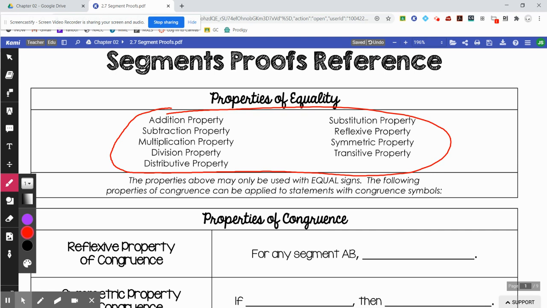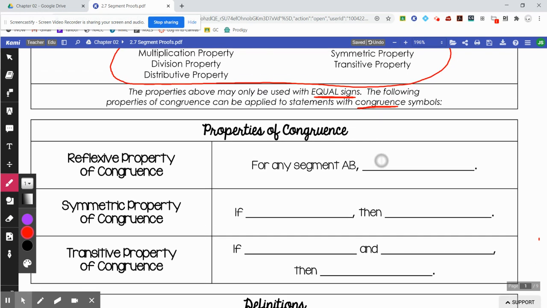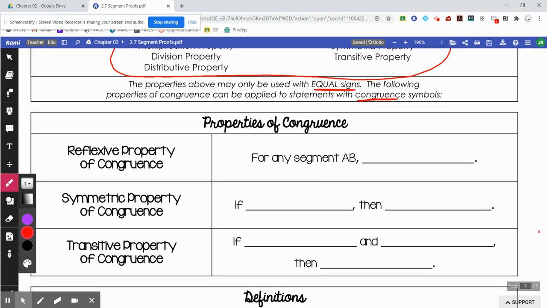It says the properties above may only be used with equal signs, though, because each of these are properties of equality. So if you have a congruent symbol, you can't use these. The following properties, however, properties of congruence, can be applied to all statements with congruent symbols. So your properties of congruence are the following.